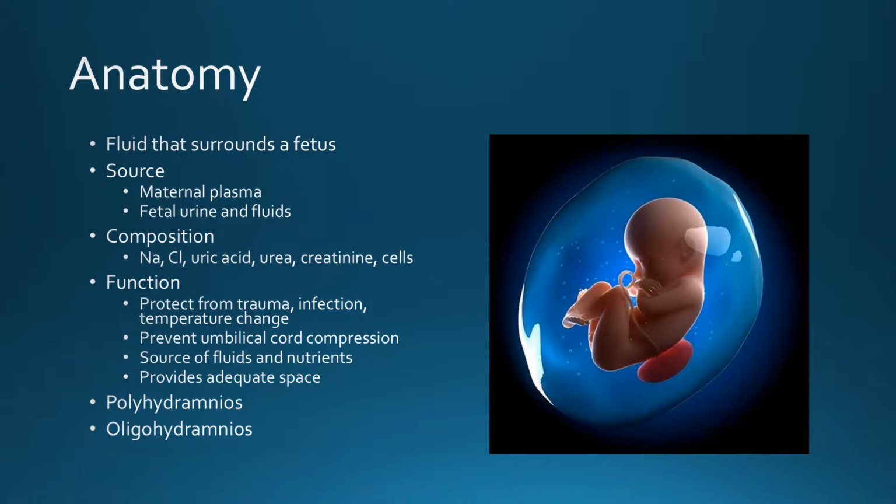Oligohydramnios is different. That's reduced amniotic fluid. What's the main reason for a reduced amniotic fluid? Well, a leak. The sacs around the baby have burst at some point or been punctured or formed a leak, and so she's losing amniotic fluid, and in that case the pregnancy is in danger.